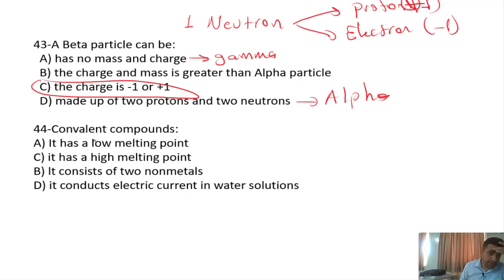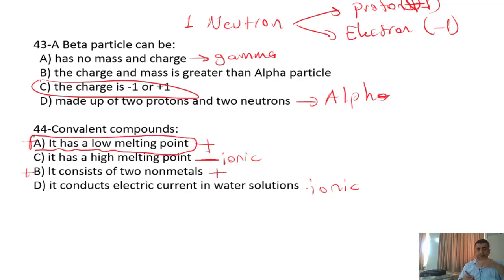Covalent compounds have low melting point. It is true. It has a high melting point. It is false. It is for ionic compound. It consists of 2 nonmetals. It is also true. It conducts electric current in water solution. These are also for ionic. As you see here, students, there are 2 answers. A and B are true, but when you check the book carefully, it will be A. Answer will be A. According to the book, it is only A, but according to the question, there are 2 answers.